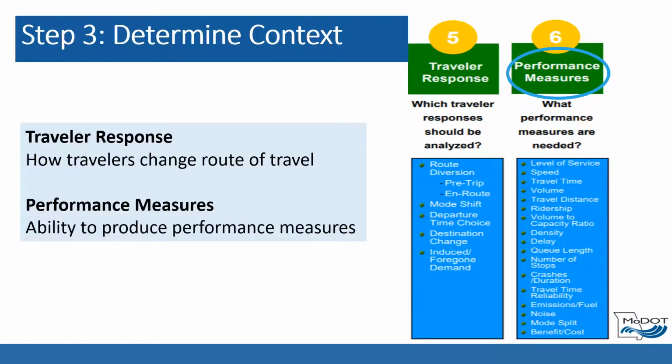You must also consider the analysis tool's ability to produce performance measures in the areas of safety, efficiency, mobility, productivity, and the environment. Common performance measures or measures of effectiveness include, but are not limited to, the list displayed. Some examples include level of service, travel time, delay, and crash reductions.